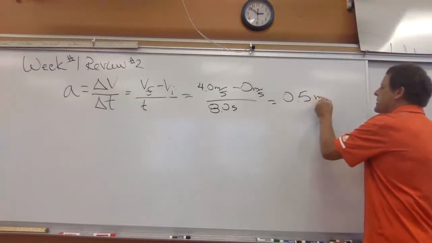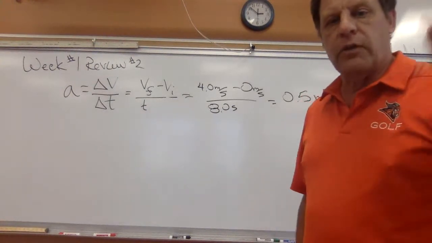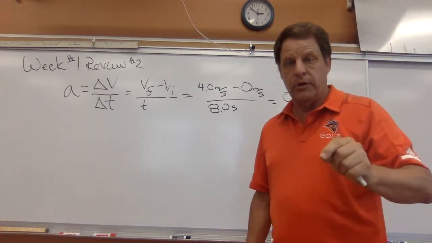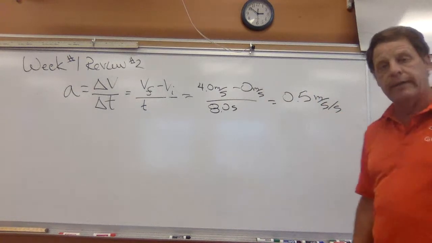And that is going to be meters per second, meters per second, because I'm dividing velocity, which is meters per second, divided by time, which is seconds. But this is not how we write that.